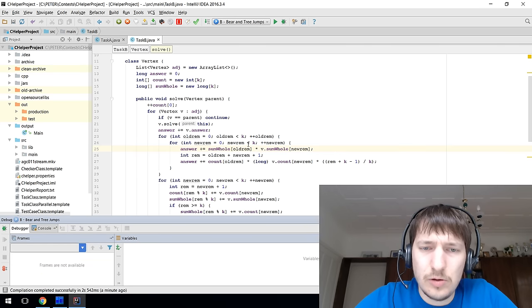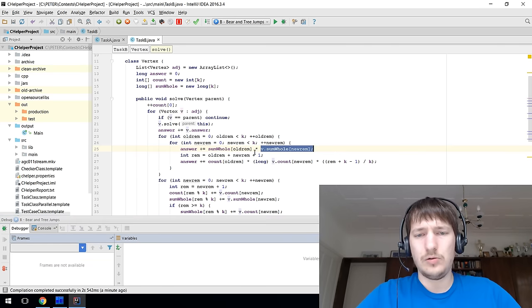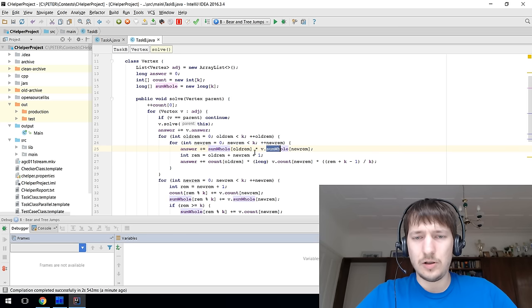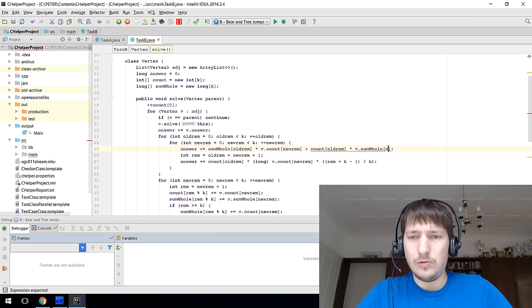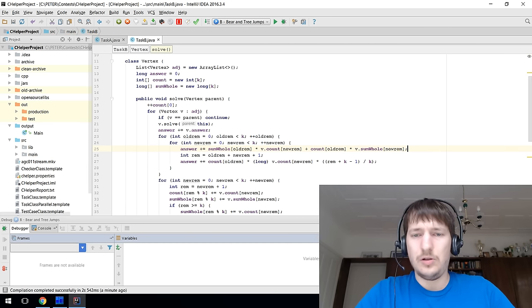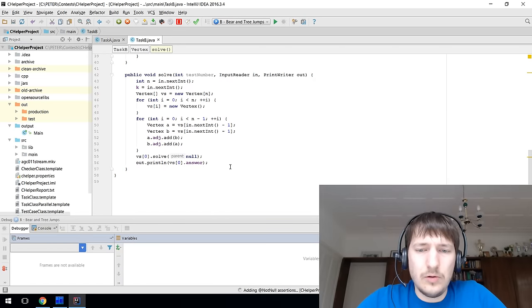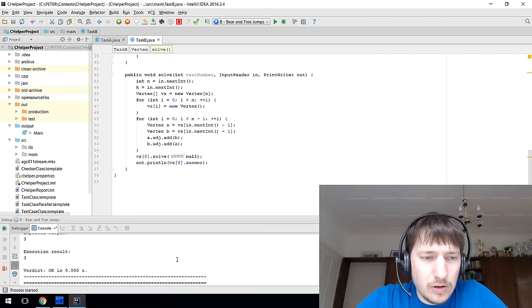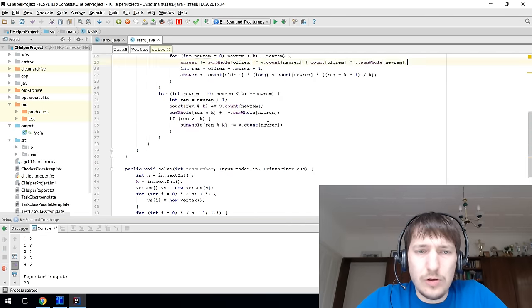Wait a moment, this is not a good formula. So I have to multiply this by count and add count times v some whole new ramp. So this is the correct formula, right? Yes, this is the correct formula. And now it should magically work. Yes, now it magically works.